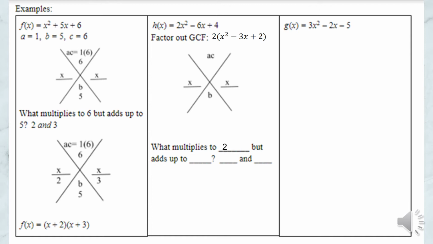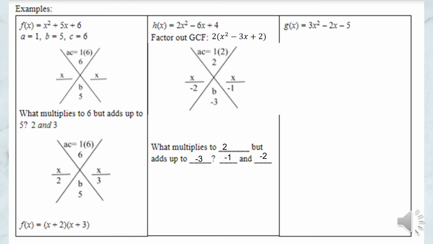And on the left and right side, I'm putting a times x, which is again 1 times x. Our magic question is what multiplies to 2 but adds to negative 3? Those numbers are negative 1 and negative 2. So in my x, I place negative 2 and negative 1 beneath my fraction bars. Again, if I can simplify the fraction, I do. In this case, I cannot. So my answer is simply going to be 2, which was my GCF, times x minus 2 times x minus 1.